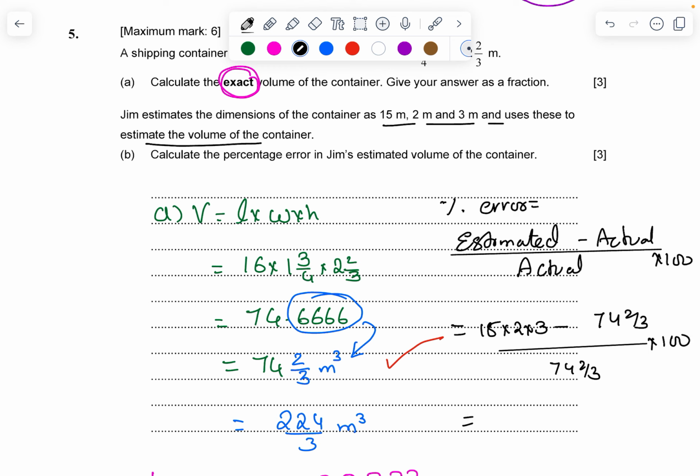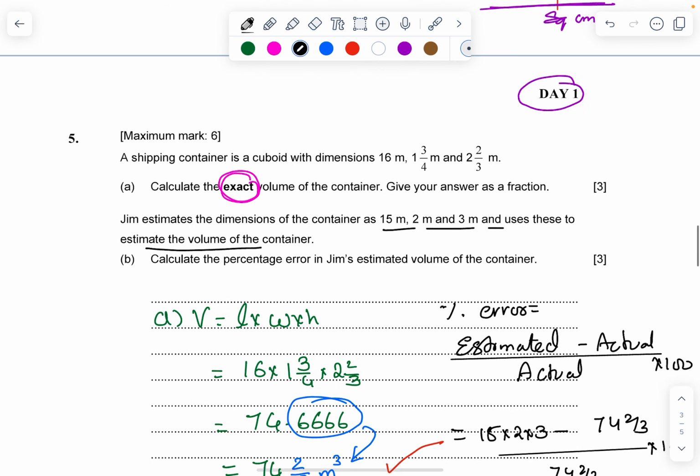So when you do it by calculator, you should be able to get 20.5. That's going to be the percentage error. So that completes the questions for day 1.